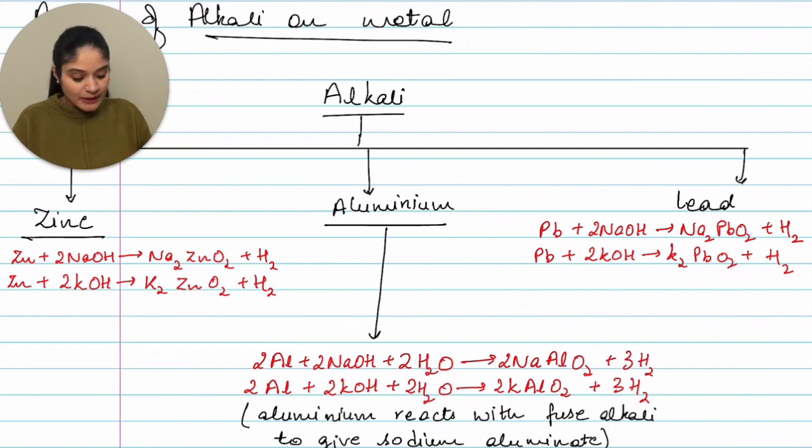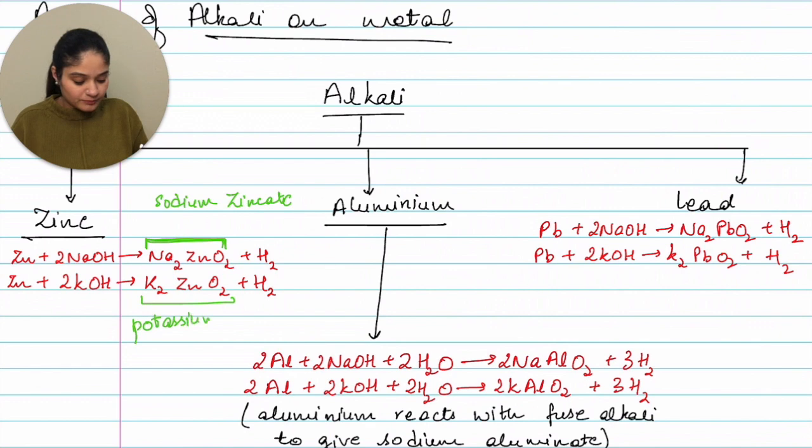hydrogen gas. And what is the name of this compound? Let me use a green color. What is the name of this particular compound right here? That is sodium zincate. And this is potassium zincate. In all of the three sections, if you notice, you have Na2ZnO2, so that becomes sodium zincate.